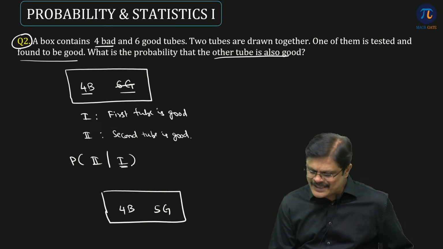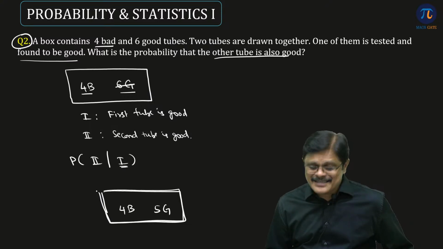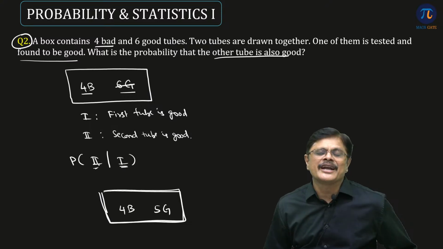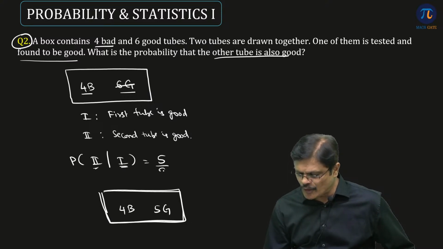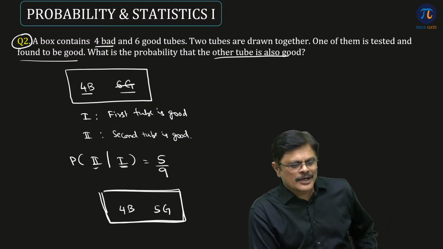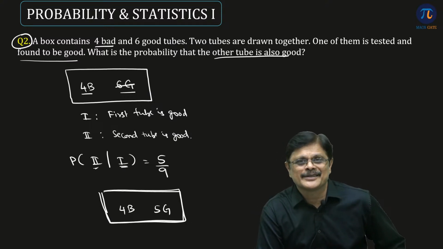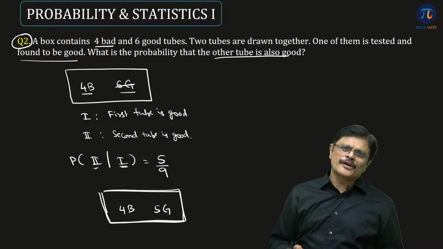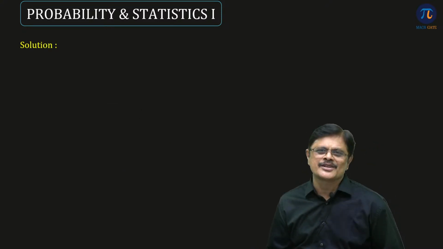So first one is good means this is the current situation. In this, what is the probability of getting second one good? 5 favorable out of 9. So the probability that the second tube is good here is 5 by 9. You can also try this by formula method, that is using conditional probability also. Let us try that.